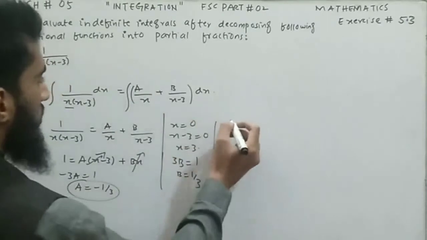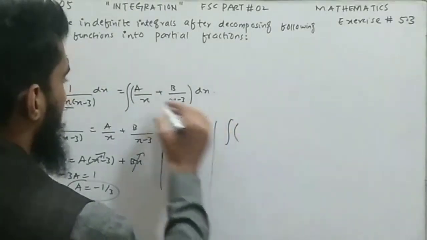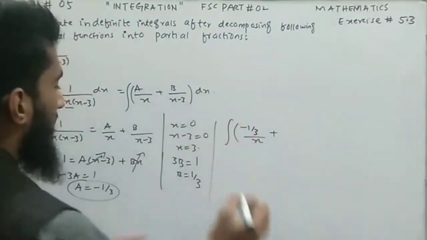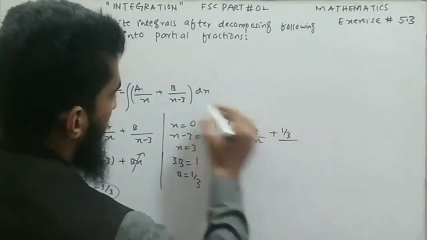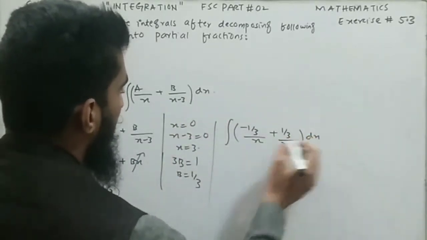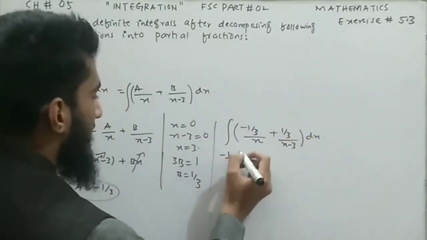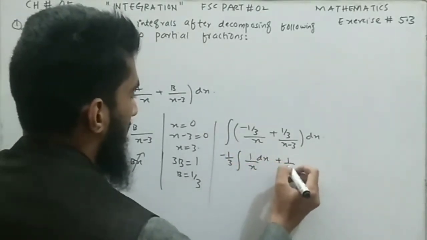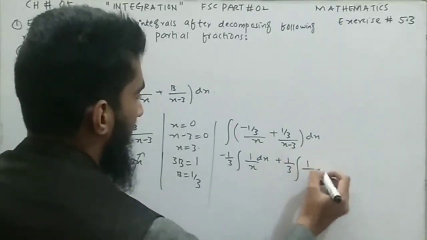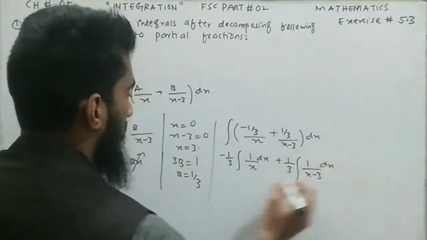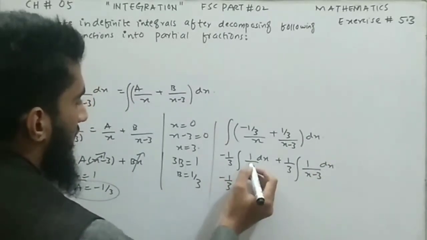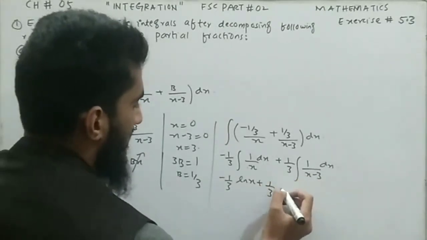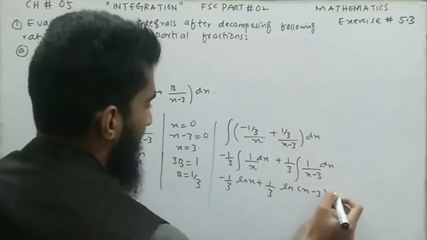Now by putting these two values in the given indefinite integral, it becomes the indefinite integral of a by x, so a is minus 1 by 3 divided by x, and b is actually 1 by 3, so we'll write 1 by 3 over here divided by x minus 3, dx. Now minus 1 by 3 is a constant, so we'll write it outside of the integral. Inside we are left with 1 over x dx, and 1 over 3 is a constant, so we'll write it outside of the integral and apply the integral on 1 over x minus 3 into dx. Now it becomes minus 1 by 3, integral of 1 by x is ln of x, and plus 1 by 3, integral of 1 by x minus 3 is actually ln of x minus 3, plus constant of integration.